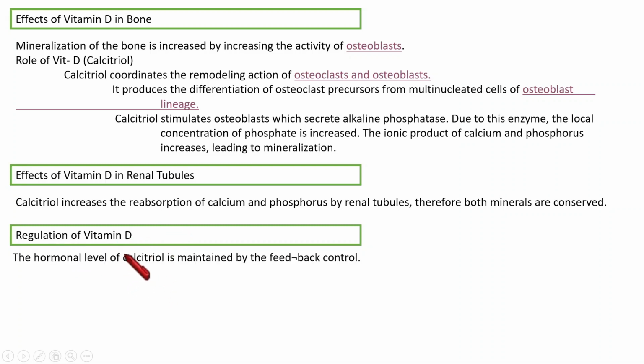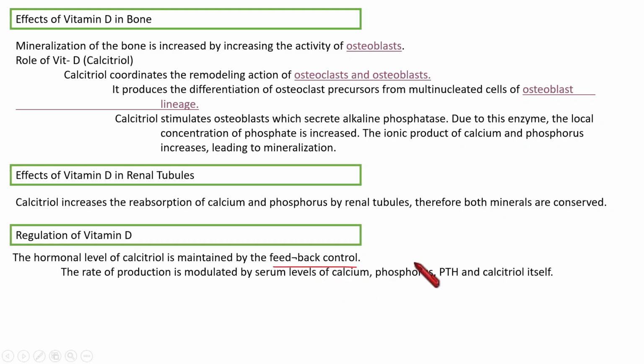So, that vitamin D calcitriol level is maintained, it is regulated by a feedback control. Okay, so let's see how it is happening. Its production or its level is regulated internally according to the level of calcium and phosphorus. Not only calcium and phosphorus, but also PTH, parathyroid hormone, and the level of calcitriol itself in the serum.